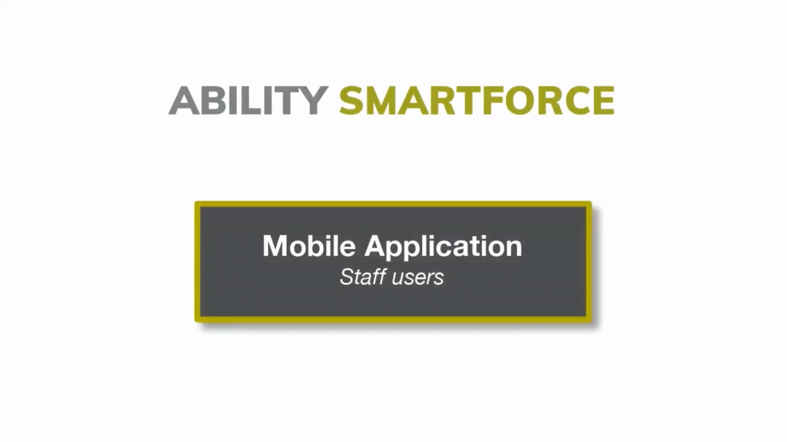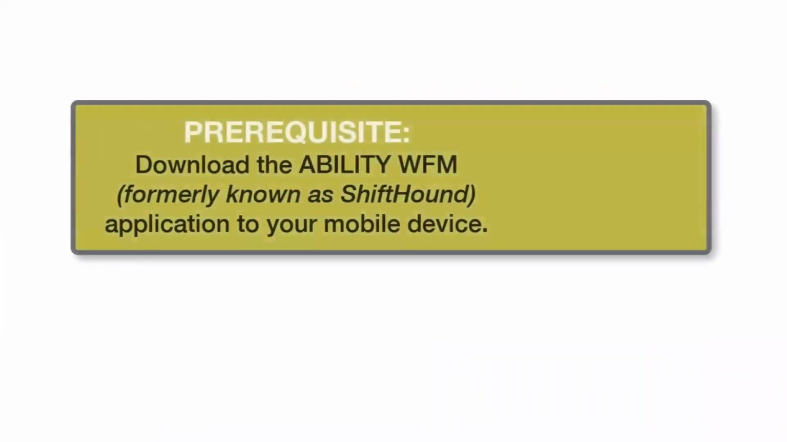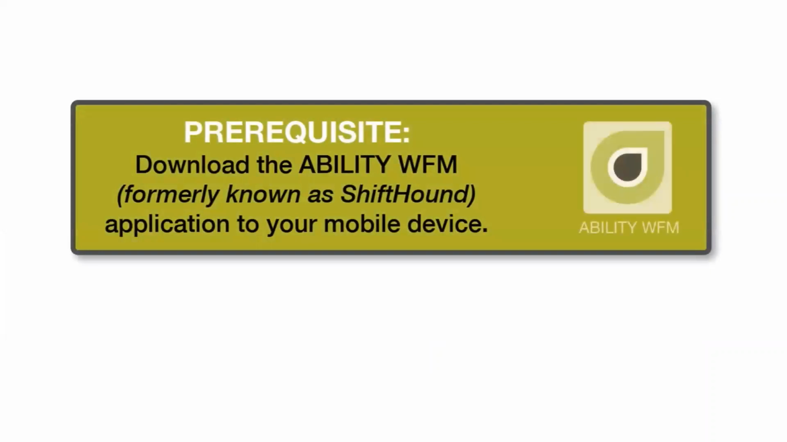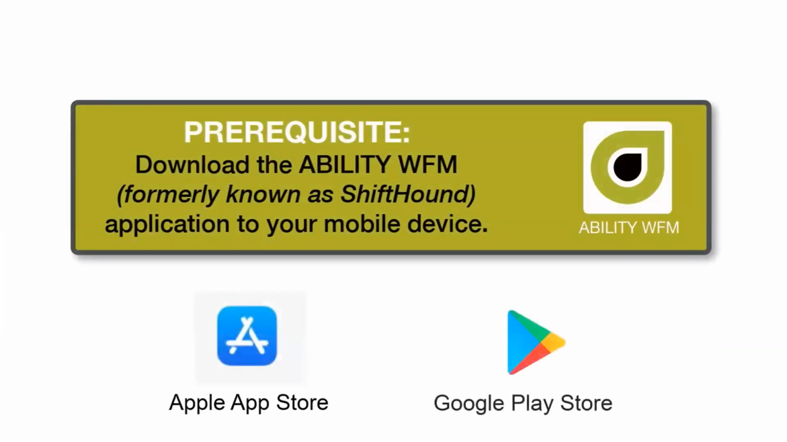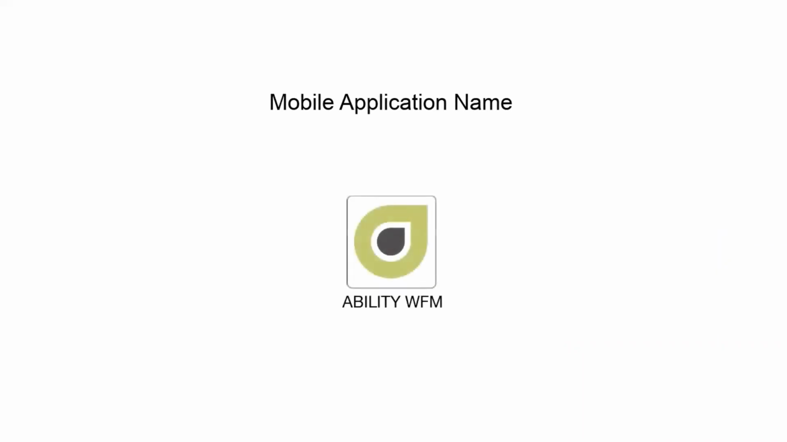In this training session, we are going to review the mobile application for staff users. To use the mobile app, you will first need to download and install this app from the Apple App Store or the Google Play Store, depending on the type of mobile device you use. The application name is Ability WFM, which stands for Workforce Management, and the app icon looks like this.